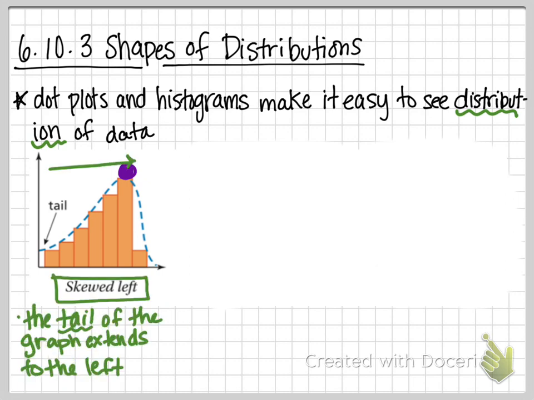Oh, hold on. I wrote it in. I'm going to erase this. I don't like the arrow going this way. I'd rather have the arrow going like this. The tail extends to the left, so we say that that is skewed left. The distribution is skewed left.